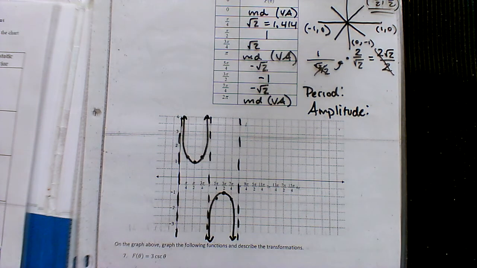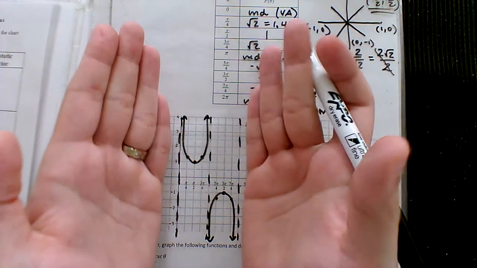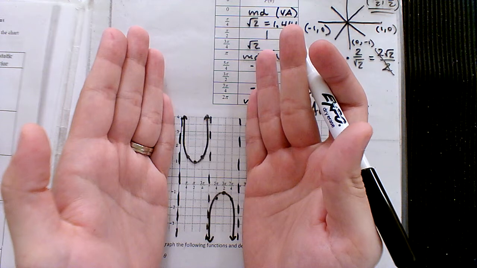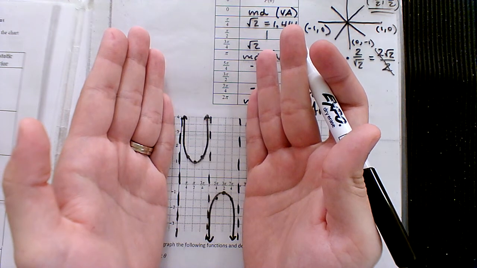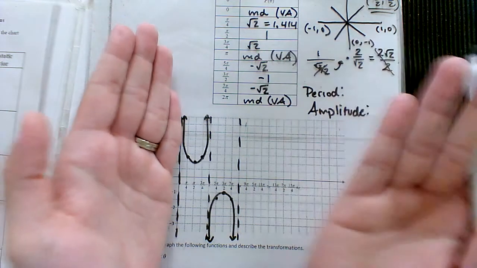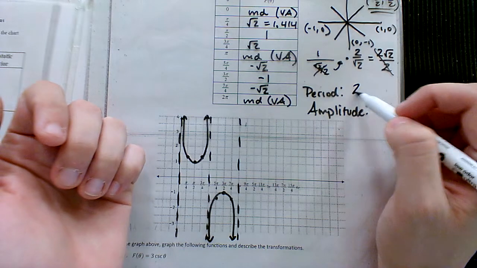All right, if this is one cycle, how wide is that cycle? What do you think, Marie? 2 pi. We start at 0, we end at 2 pi, so our period's 2 pi.